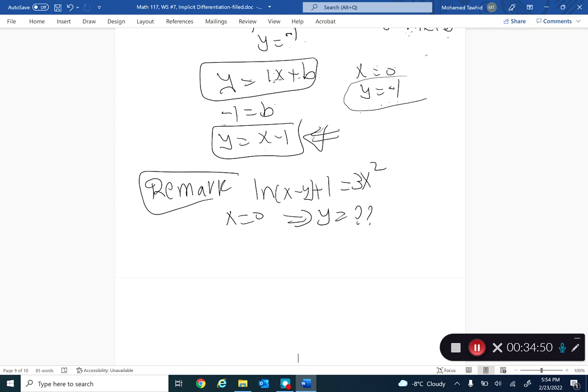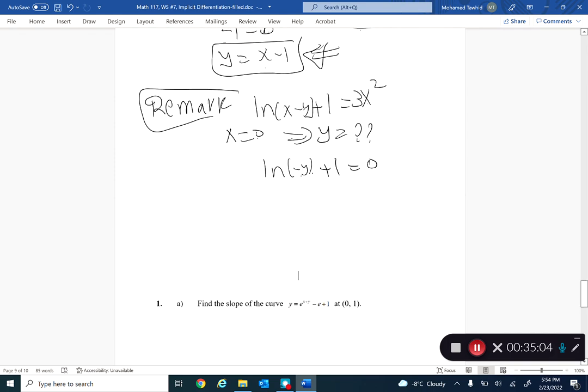So now just go ahead and replace x by 0. If I replace x by 0, you get ln of negative y plus 1, and on the right side, replacing x by 0 gives 0. So what did I get? I got ln(-y + 1) equals 0. So how to solve this equation? I took 1 to the other side, so it becomes negative 1.